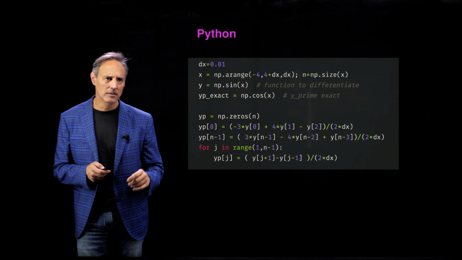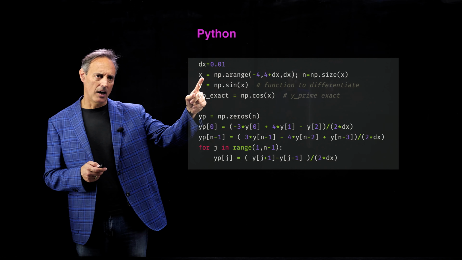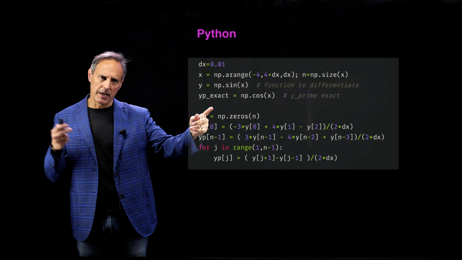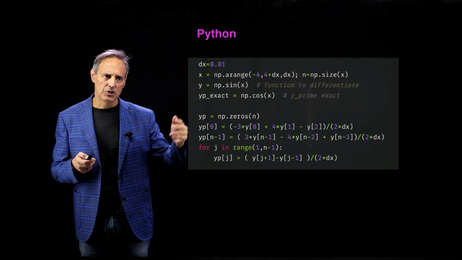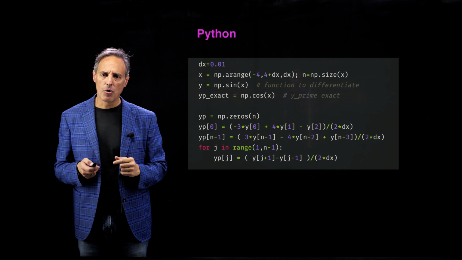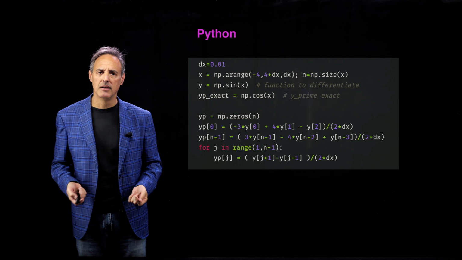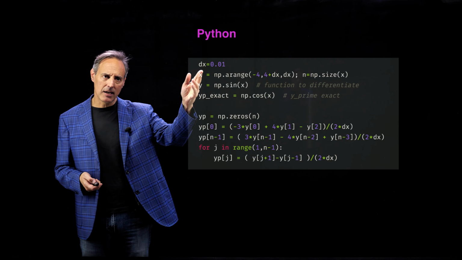It's 0.01. And then I'm going to make an x variable. This is going to be my x range. And I'm going to make the function sine of x, okay? So this is my whole code here. So I'm going to differentiate sine of x. So I make sine of x.